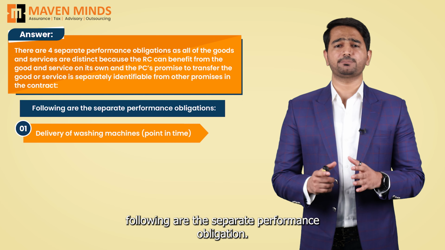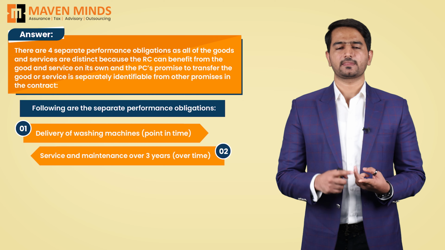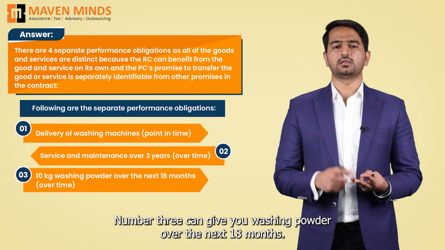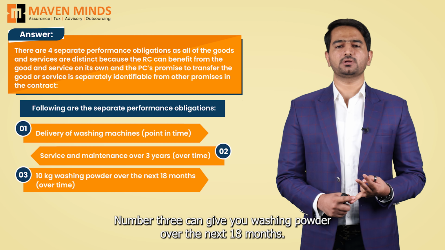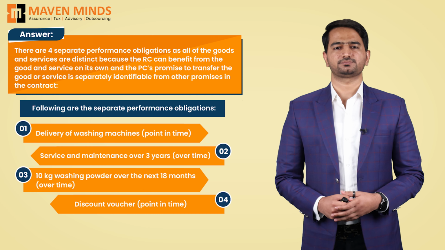Following are the separate performance obligations. Number 1, delivery of washing machine. Number 2, services and maintenance over 3 years. Number 3, 10 kg washing powder over the next 18 months. And number 4, the discount voucher.